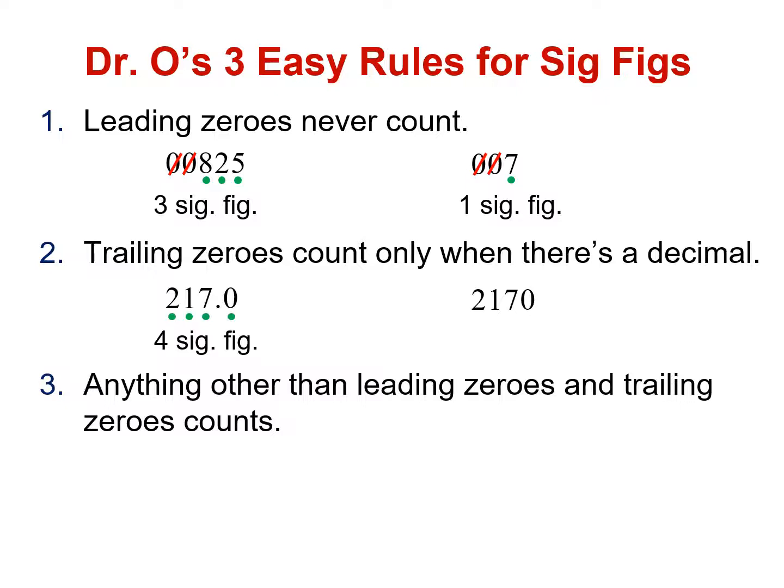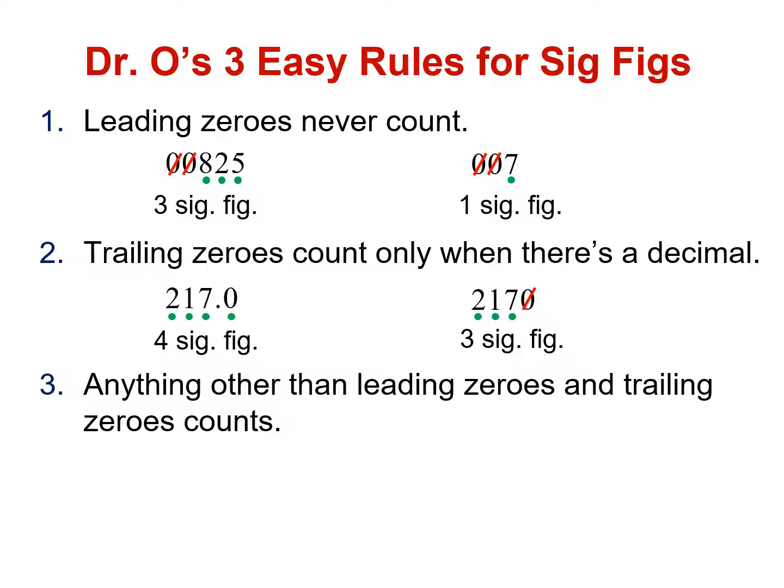So what about this number? 2,170. Well, it too has a trailing 0, but what else do we see? Or rather, what do we not see? Well, we don't see a decimal. So because there is no decimal, this trailing 0 does not count towards our significant figures, which means that it's the 2, the 1, and the 7 that are significant, and that 2,170 has 3 significant figures. And that's how you apply rule number 2.